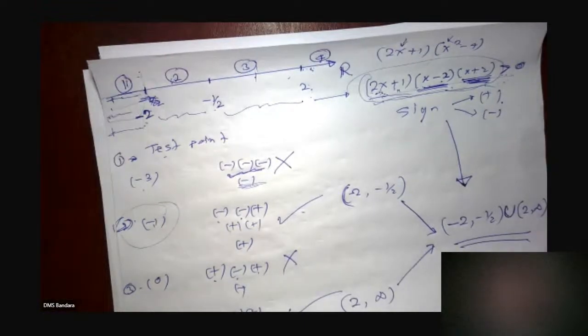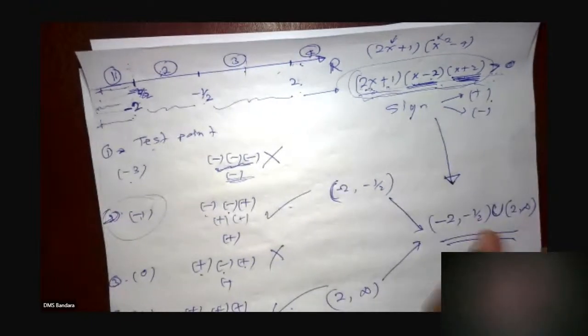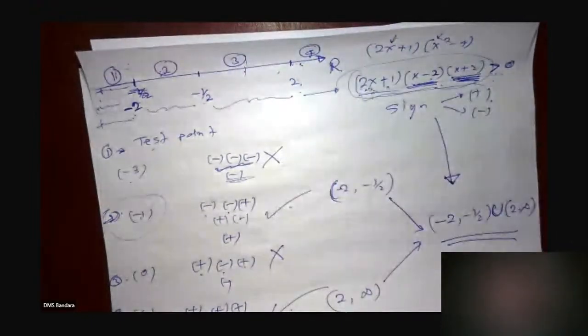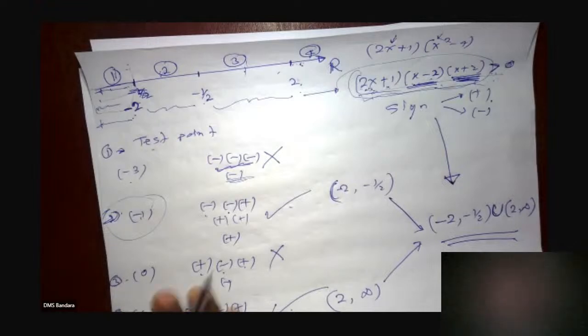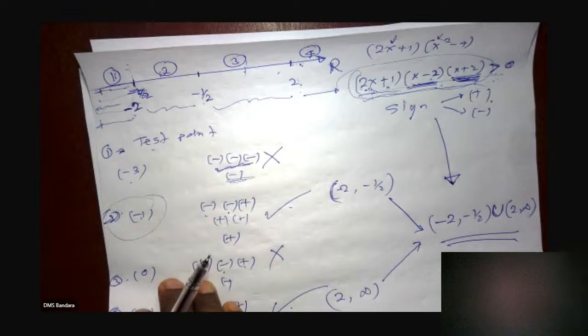This is the answer, the region which satisfied the inequalities. The region between -2 and -1/2, and 2 to infinity, is the region that satisfies the inequalities. Definitely you may get the marks for this one, right? There's no failure. This is a correct method, right?